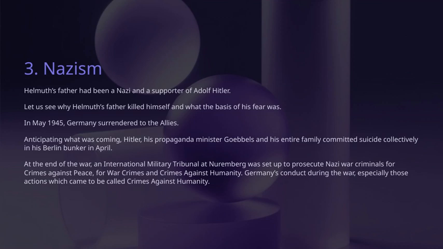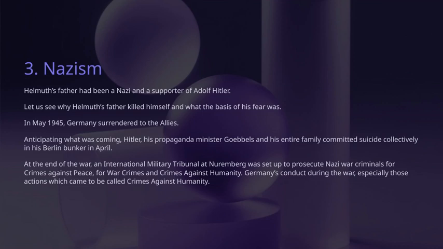These international tribunals aimed to bring Nazi war criminals to justice for crimes like crimes against peace, war crimes, and crimes against humanity. These crimes were mainly related to the brutal conduct of Germany during the war, especially actions that targeted civilians and violated human rights on a massive scale.